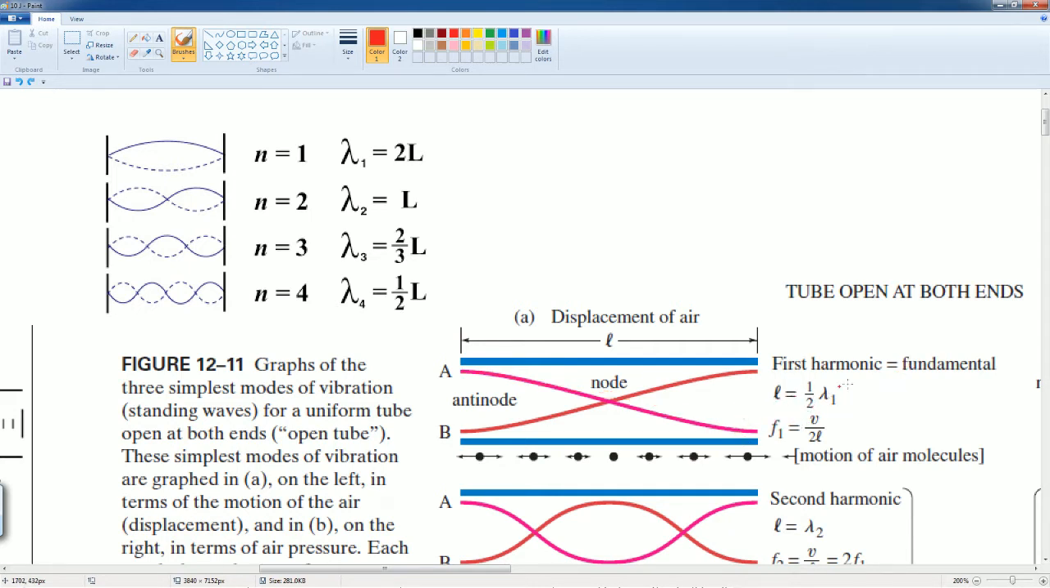To solve for L, you multiply 2 to both sides, then you get this. Okay, you get 2 lambda. Okay, that's how you get it.